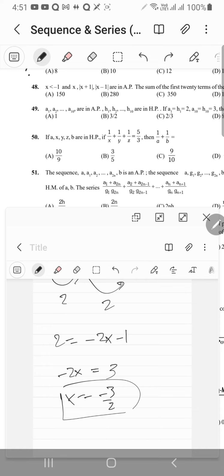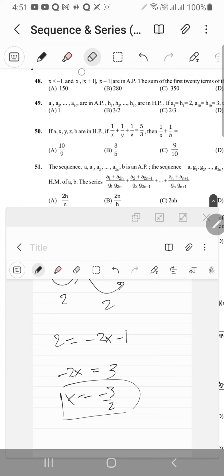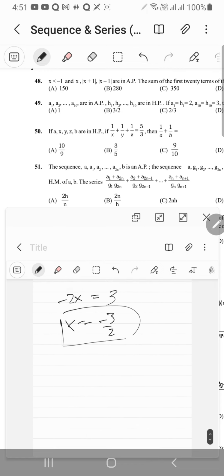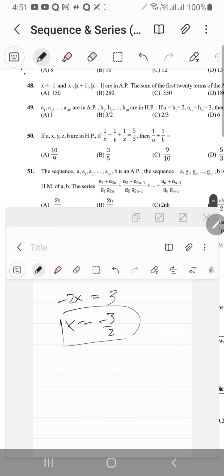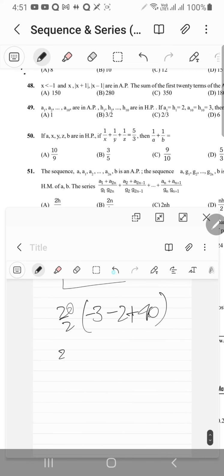It definitely works. Sum of the first 20 terms of this AP, I think, right? Where this is the first term, and the difference is of course 2. Right. So 20 upon 2 into 2a plus d. So 2a is -3 plus d, which is 2, times 20 upon 2, which is 40. Right? Not times, plus, 20 upon 2, which is 40. Yes. Cool.